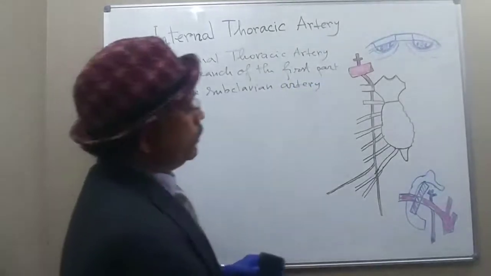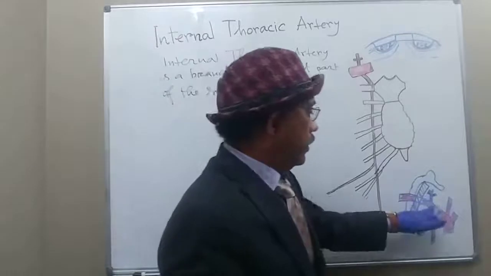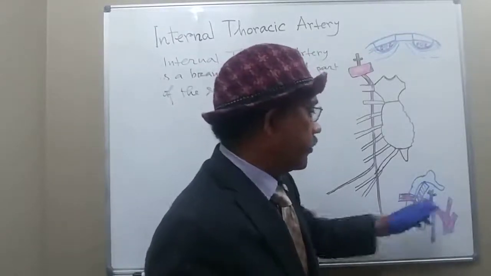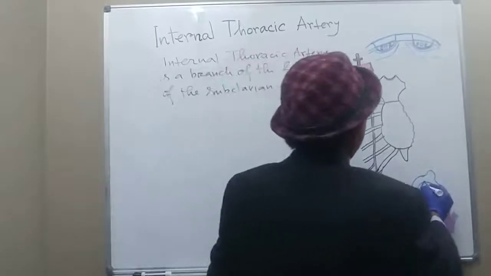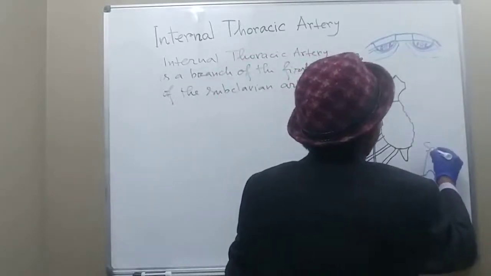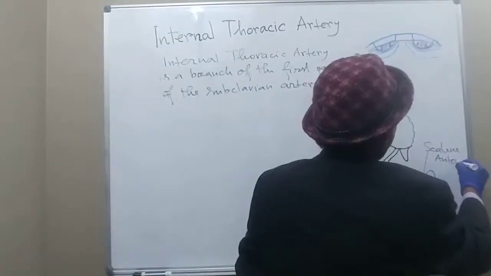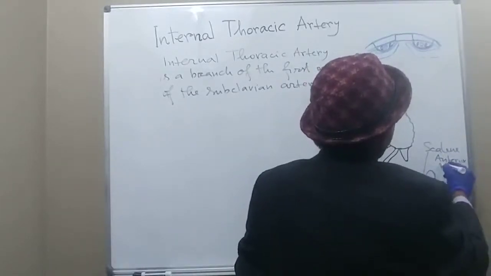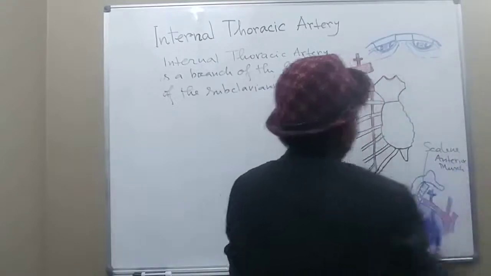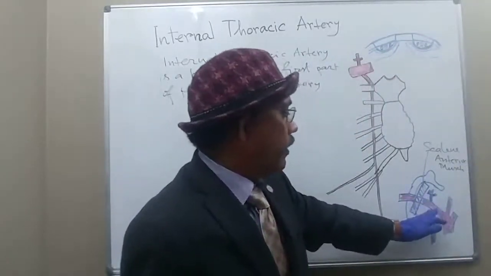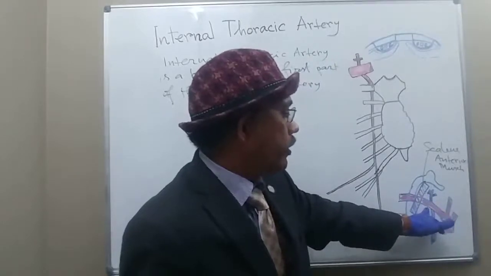Here is the first part of the subclavian artery, that is medial to the scalene anterior muscle. This is the scalene anterior muscle. So the subclavian artery medial to the scalene anterior muscle is the first part of the subclavian artery.